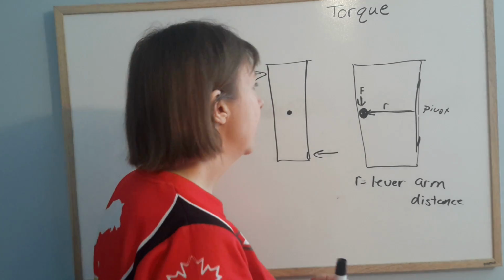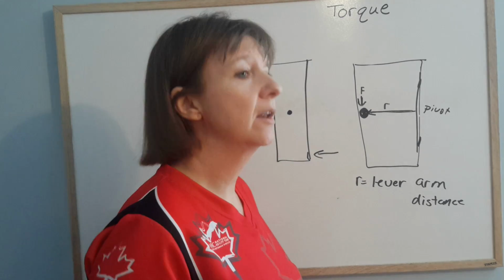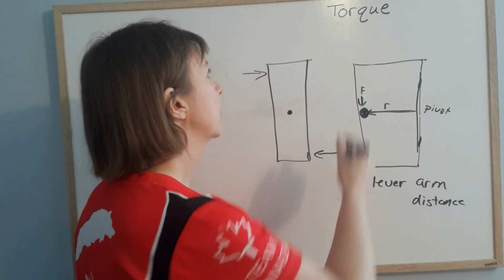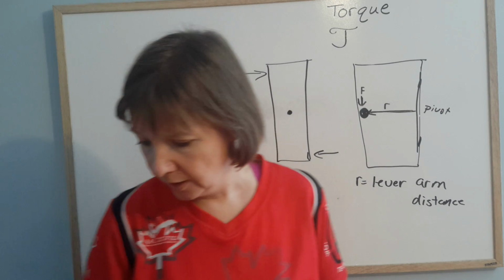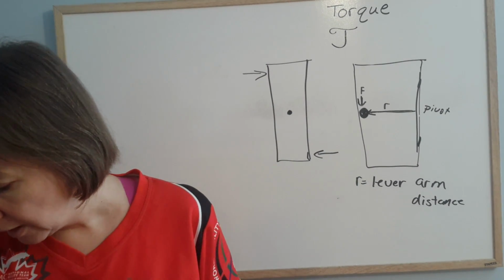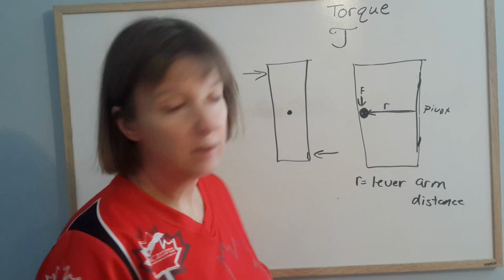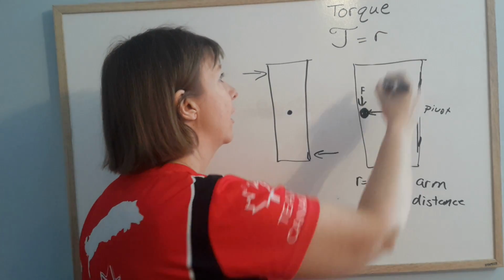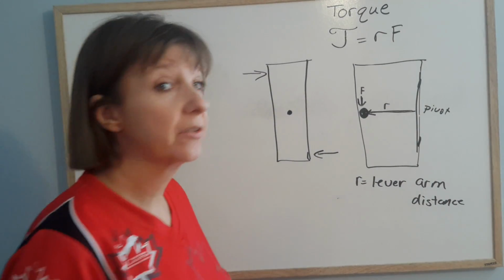They work together. And so there's a formula, of course, for torque, just like in everything in physics. Torque is represented by this funny looking T. I believe in the Greek it's called tau, but I'm not sure. The lever arm distance is R, and F is the force.